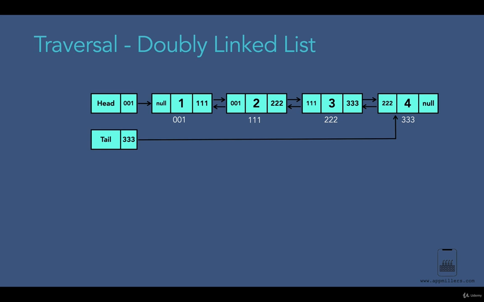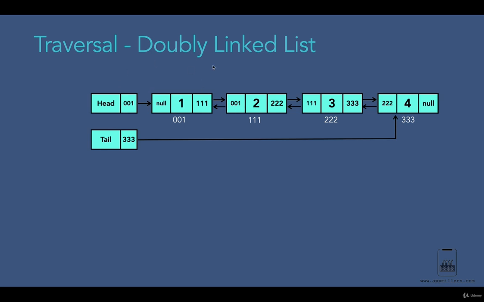Hi there. Now in this lecture we are going to look at how to traverse through a double linked list, which means that we are going to visit each element of this double linked list over here and print out their value to the console. So the steps to traverse through the double linked list remain the same as we did in single linked list. We start from the first node and continue until we reach the last node.